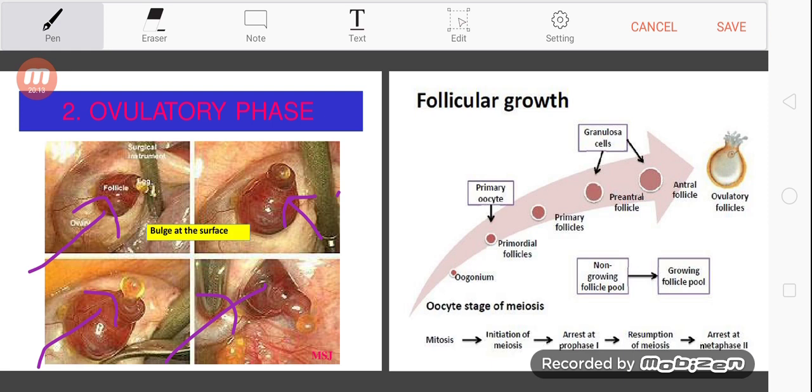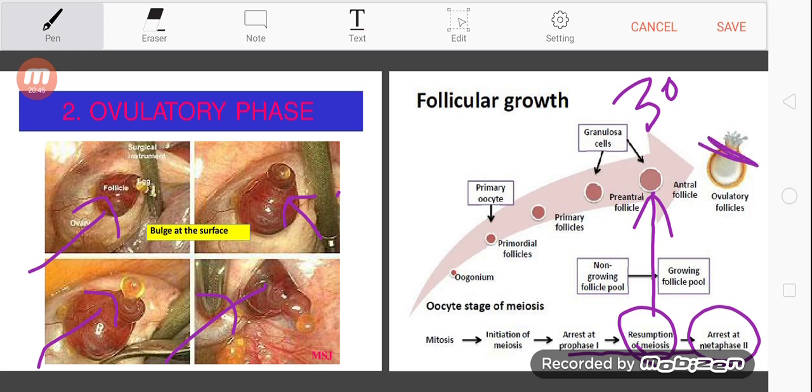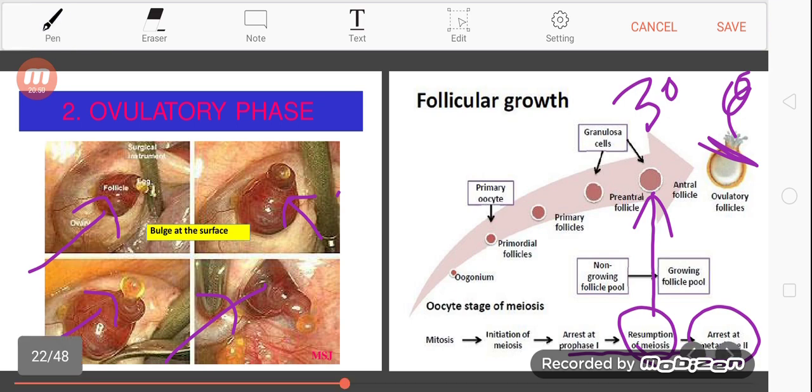So for this follicular growth, I want you to focus on the meiotic division. As you can see, meiotic division resumes when the follicle becomes a mature follicle, tertiary or Graafian. It will resume meiotic division 1 until completed, and initiate meiotic division 2, arrested at metaphase 2. Then the Graafian follicle ruptures, causing ovulation to happen.